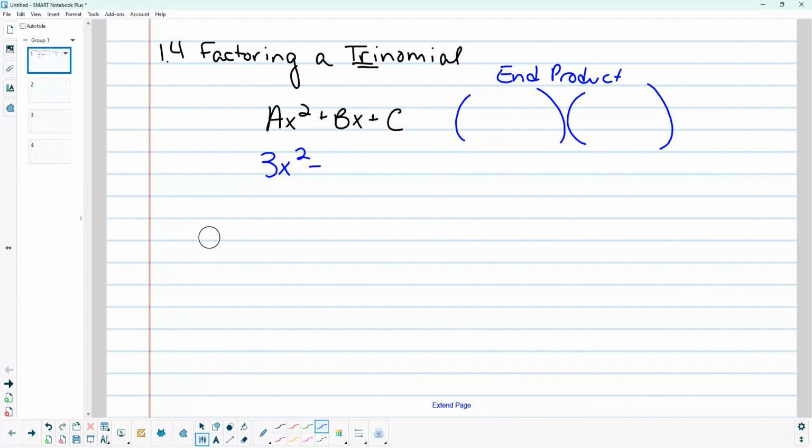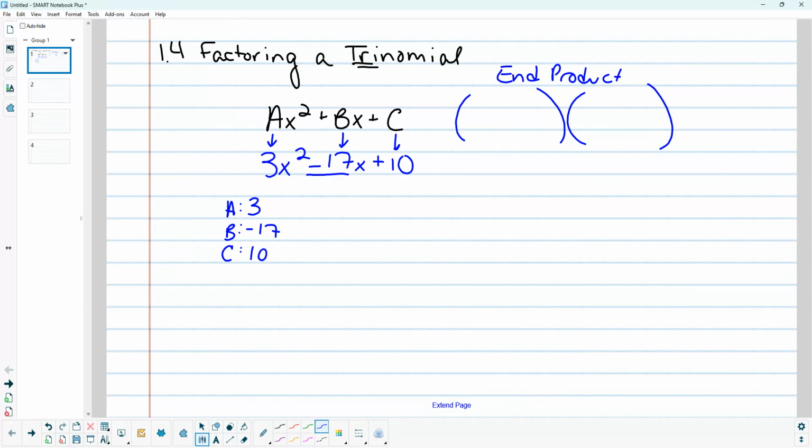All right, so here's your first example. 3x squared minus 17x plus 10. All right, so the first thing I would do is encourage you to write down your A, your B, and your C. And those are the numbers in front of the variables. So the A goes with the x squared term, the B goes with the x term, and the C is the one with no variable on it. So your A is 3, your B, and make sure you get the sign, is negative 17, and the C is 10, okay?